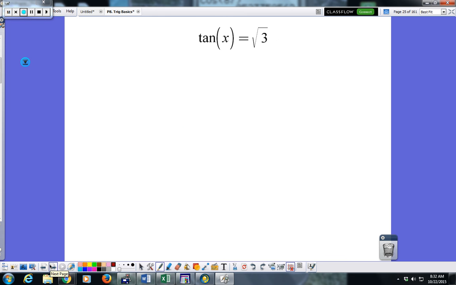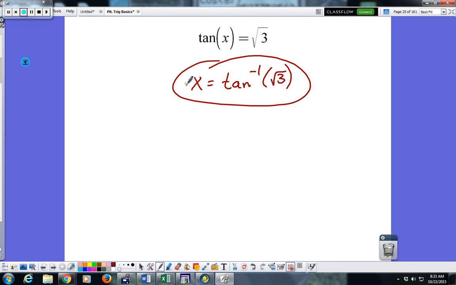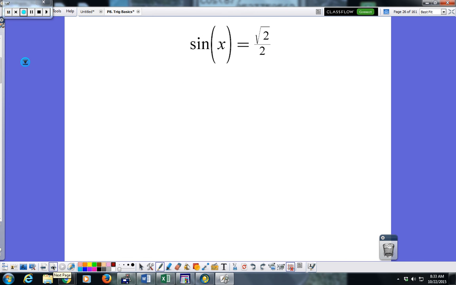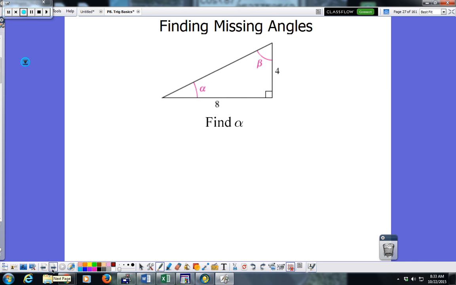Tangent of X is, and let's not even type this in, just to show you. The solution would be the inverse tangent of root 3. To get rid of a tangent, simply do the inverse tangent. That's enough of that.